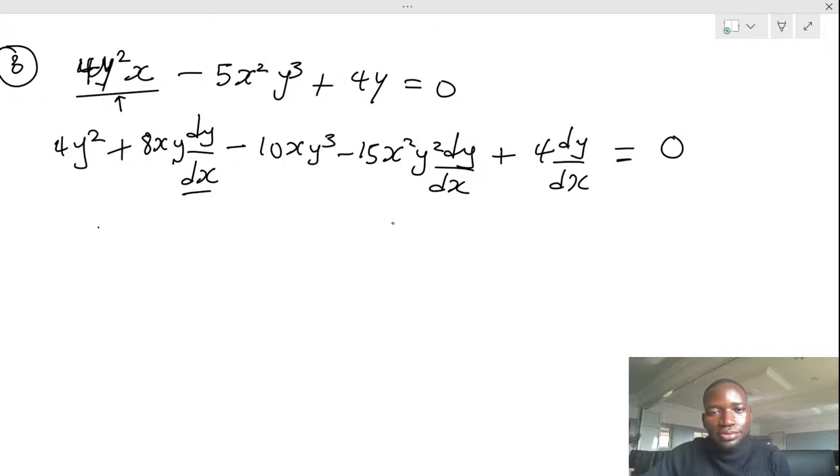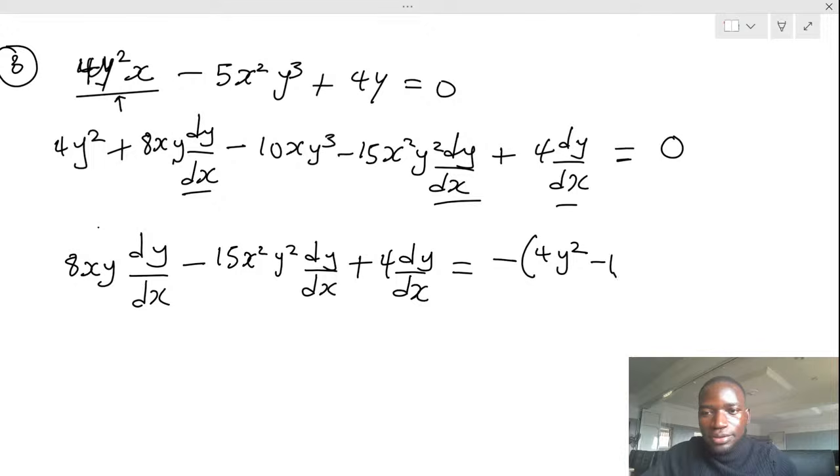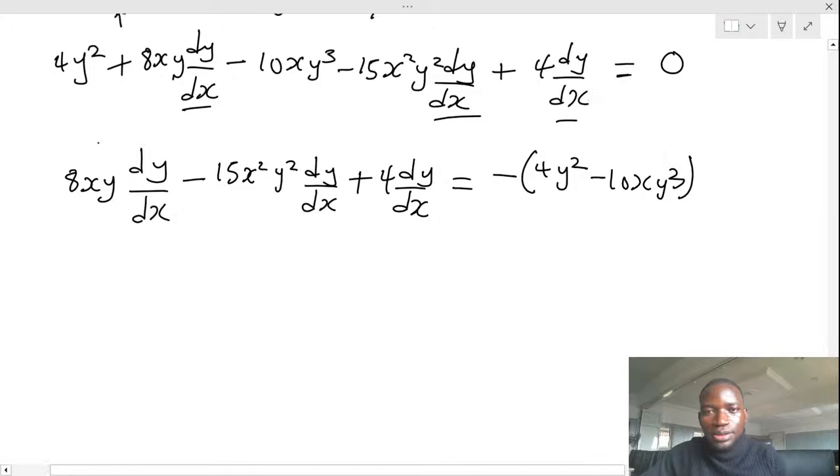All right, the next thing is to bring out your dy by the x. Like, want to make it the subject of the formula. So take every other function to the other side. So we're going to have 8xy dy by the x minus 15x squared y squared dy by the x. Then plus 4 dy by the x. Then take the other everything to the other side there. That'll be minus, open a bracket, bringing 4y squared. That'll be 4y squared minus 10xy cube. That's it. Yeah, that's all.